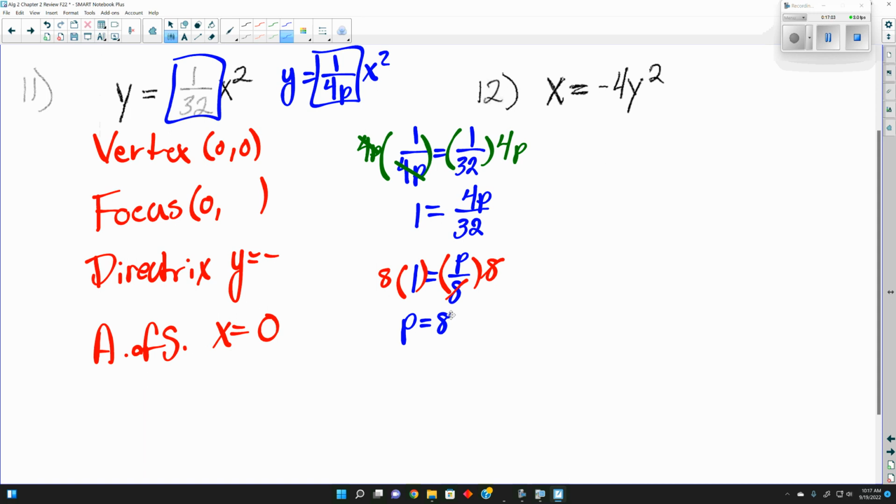Questions on this here? Well, the focus is 0, p. Well, p is 8, so it's 0, 8. The directrix is y equals negative p, so y equals negative 8. And that's it. So besides matching it up to the correct form, there's only really 2 things we had to actually solve for. Any questions on this here?